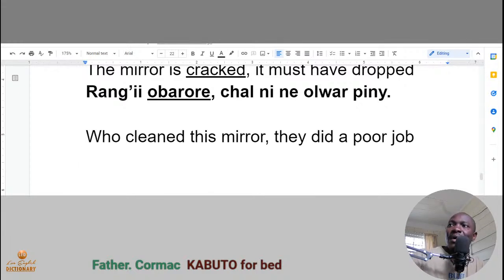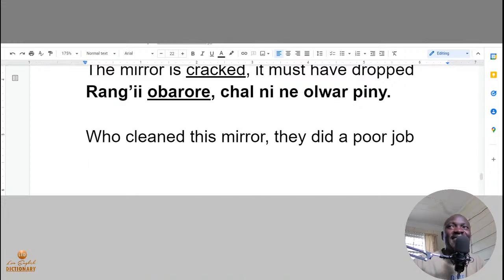Father Comac says kabuto. Kabuto for bed. Father Comac, thank you so much and welcome to the stream. I will take kabuto. I've never heard of kabuto, but I will take it. For the bed, okay? Thank you.